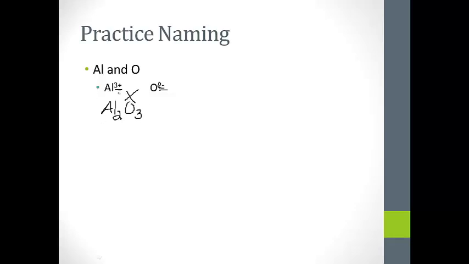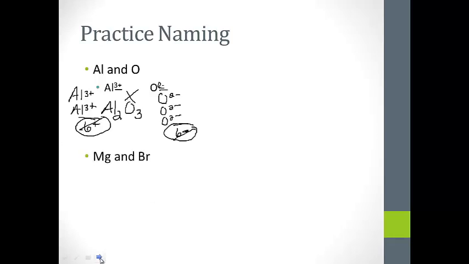Now the reason why is that, remember, we want the whole thing to equal 0. So if I have 2 aluminums that each have a 3 plus, that gives me a total of 6 plus. For oxygen, I've got 3 that all have 2 minus, which gives me a total of 6 minus. Those two numbers have to cancel out. So the quick way is this whole crossing over idea. It's just a simpler way to do the math. You can do the math every time if you want to, but it's just a quicker way.